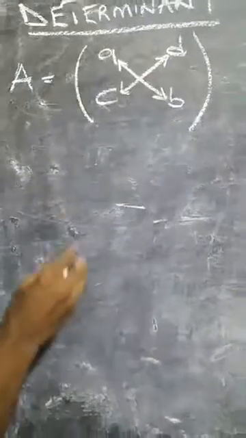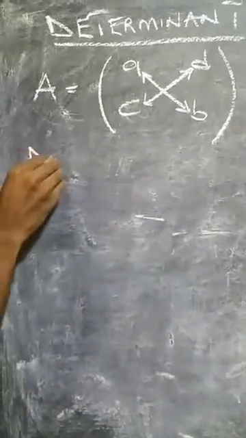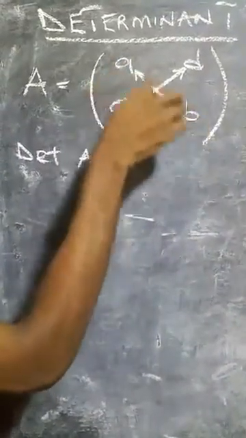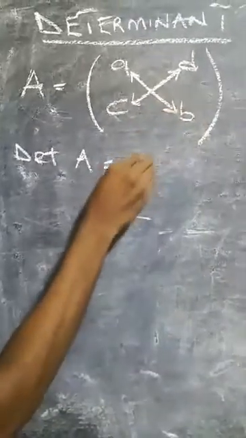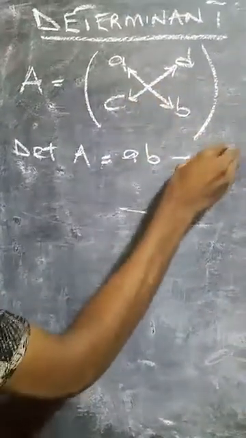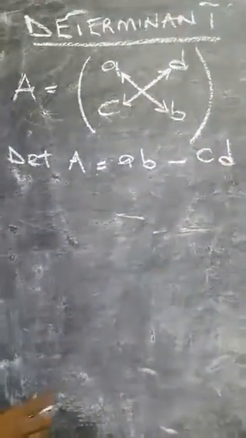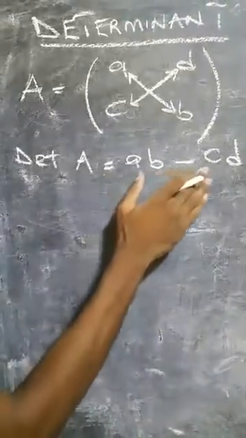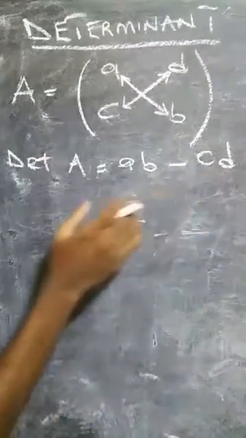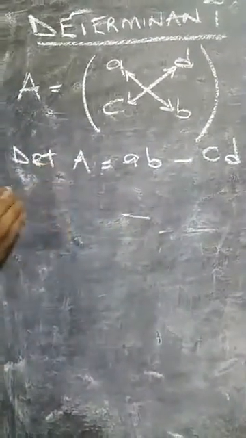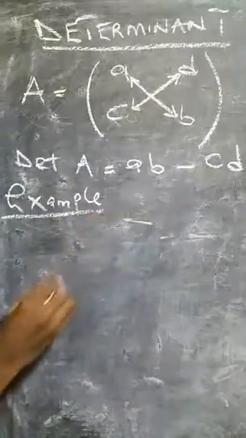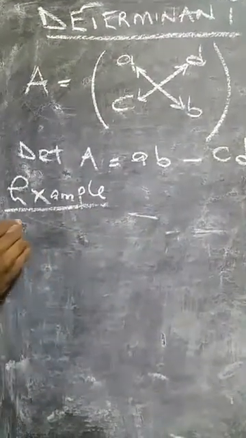When you are finding the determinant of A, it's just equal to the product of your major diagonal, which is AB, minus the product of the minor diagonal, which is CD. So AB minus CD. That's how you find the determinant. So let's have an example. Let's find the determinant of the following matrices.